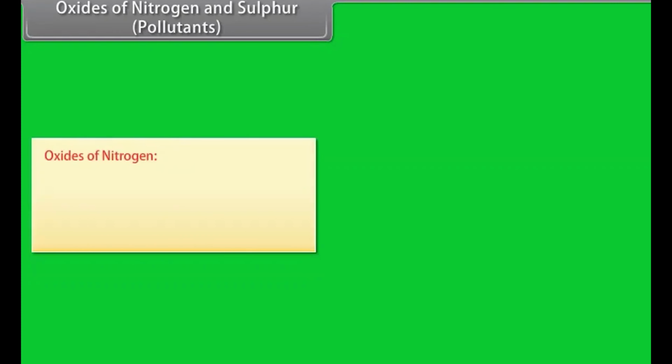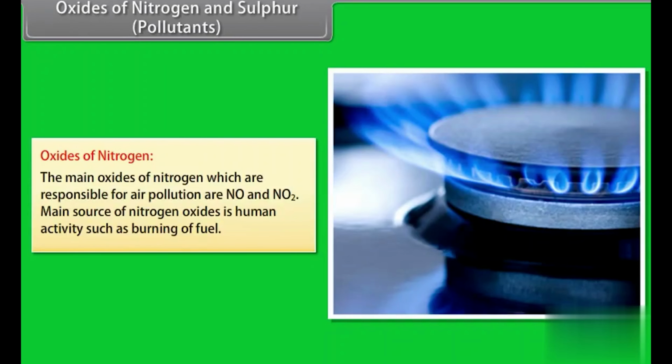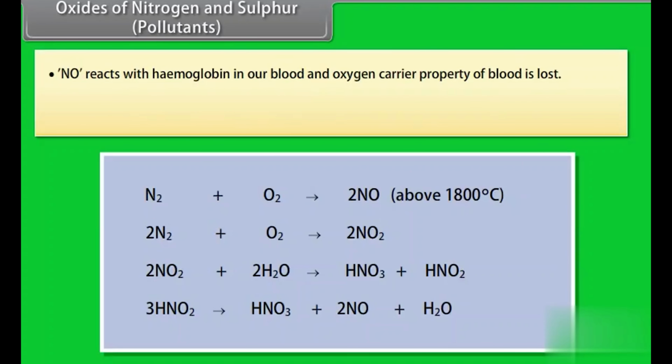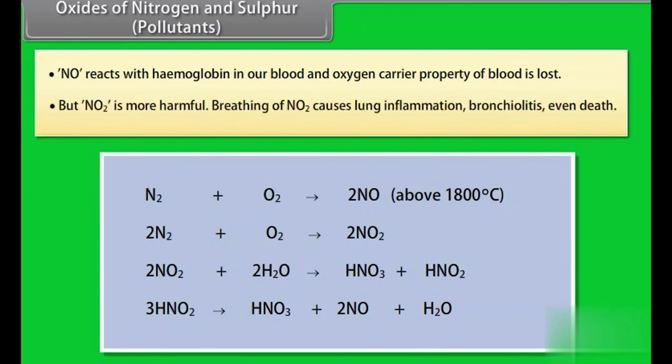Oxides of nitrogen and sulfur. Pollutants. Oxides of nitrogen. The main oxides of nitrogen which are responsible for air pollution are NO and NO2. The main source of nitrogen oxides is human activity such as burning of fuel. NO reacts with hemoglobin in our blood and the oxygen carrier property of blood is lost. But NO2 is more harmful. Breathing of NO2 causes lung inflammation, bronchiolitis, even death.